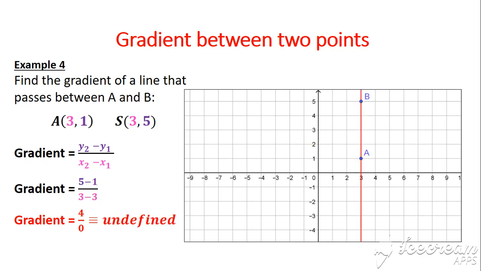And what about this example? Both these points have the same x value, so when we go 5 minus 1 over 3 minus 3, we end up with 4 divided by 0, which doesn't work, so we say it's undefined gradient.